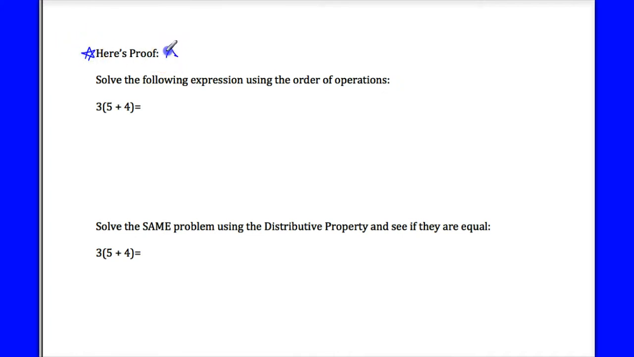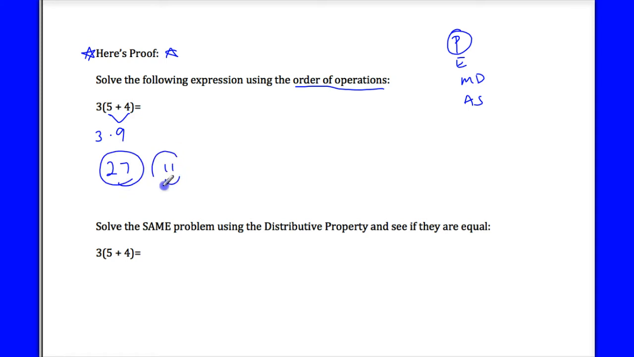Here's the proof. Solve the following expressions using the order of operations. Let's forget everything about the distributive property and let's just solve this. If we go back to the order of operations, PEMDAS, please excuse my dear Aunt Sally, we know that we have to do what's inside the parentheses first. If we did that, 5 plus 4 would be 9. 3 against the parentheses means multiply, so you have 27. Easy enough. 27 is the right answer.